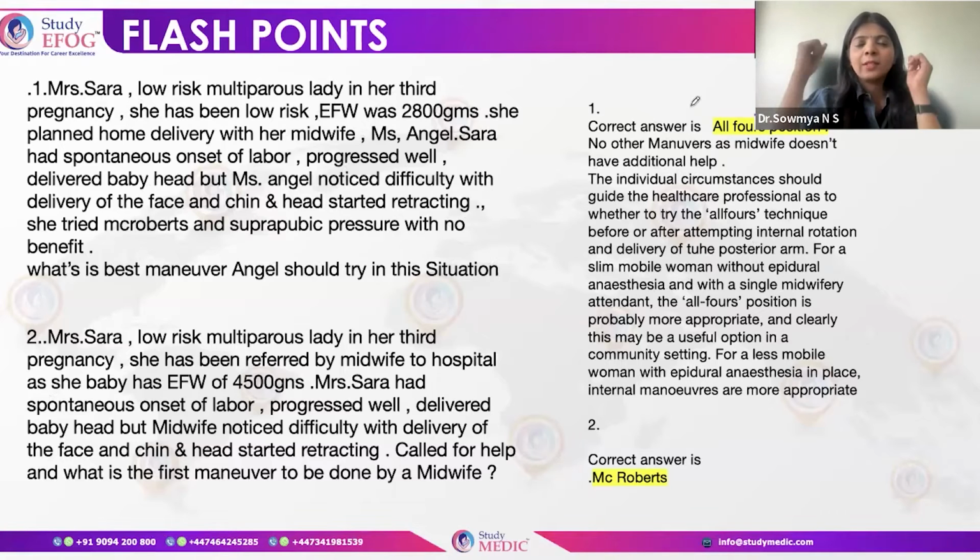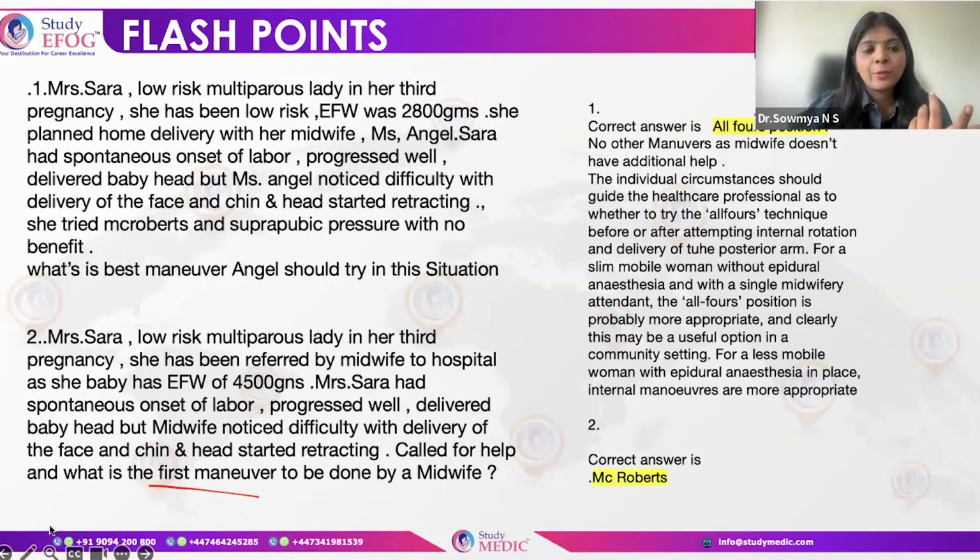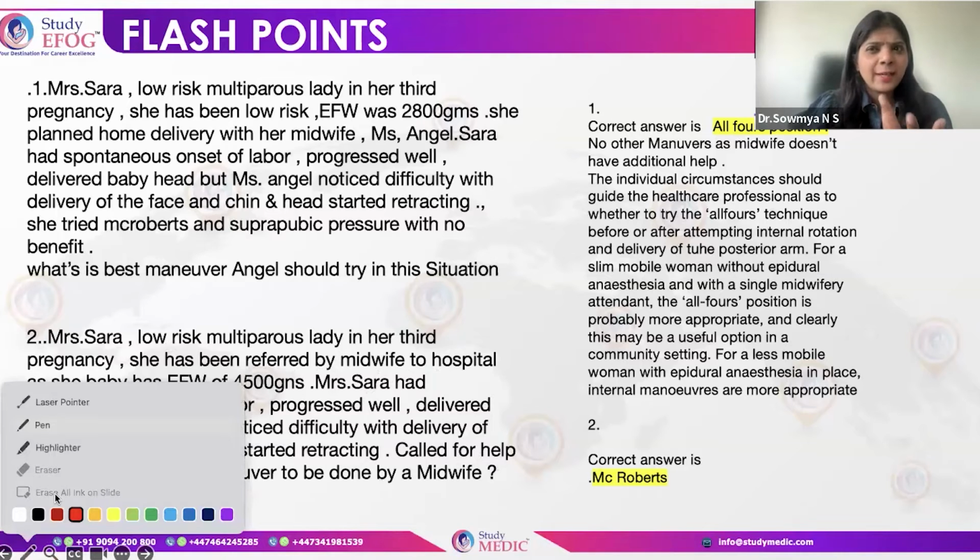In that case, what happens? The woman would get on her knees, chest and elbows, and the anterior shoulder will become posterior. All 4s again has a good success rate, so because the midwife is alone, she can try it as the next best maneuver. Here, what's happening? A low-risk multiparous lady again, referred by the midwife to the hospital. She is in the hospital, and you can see the baby is macrosomic and there is a shoulder dystocia. First maneuver will always be McRoberts. After calling for help, you check whether it is bilateral shoulder dystocia, then you go for McRoberts.